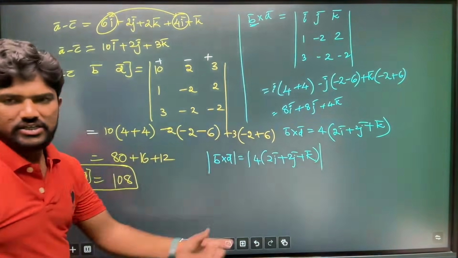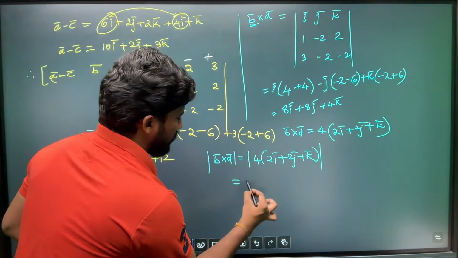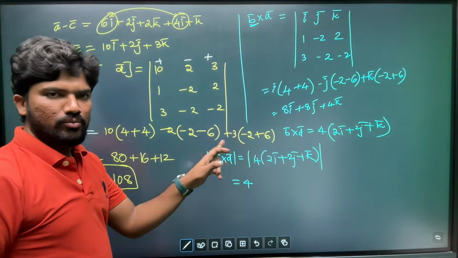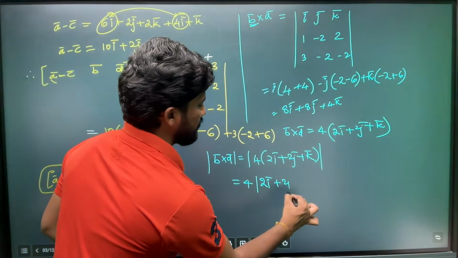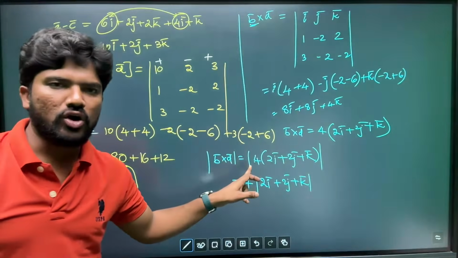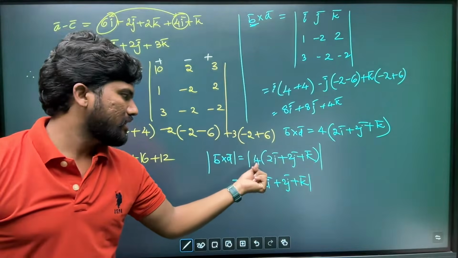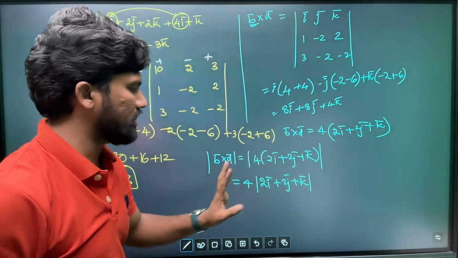Clear? Okay, so just apply mod on both sides. Then you will get that 4, now we write it outside. Whenever you apply modulus, that 4 comes outside, then you have to apply modulus for only that vector. Please remember every time. Whenever you apply the modulus for a constant and vector, please write that constant outside as it is from the vector and apply that modulus to the given vector.